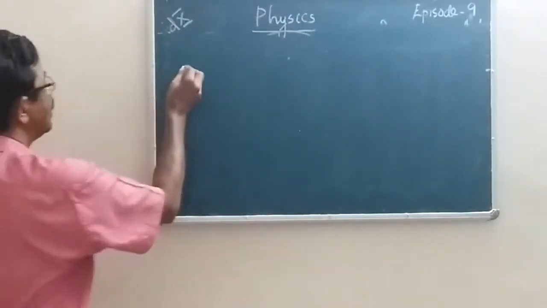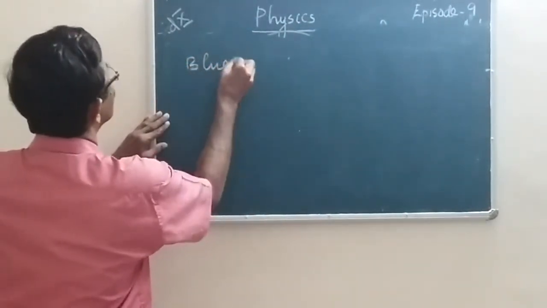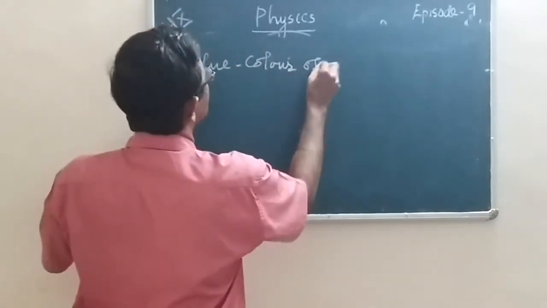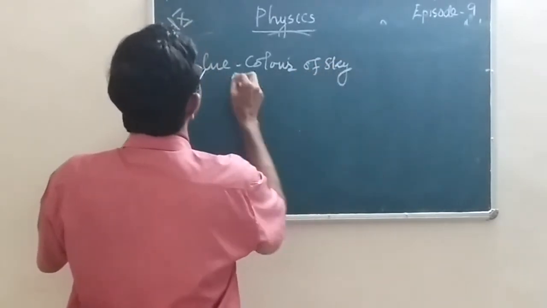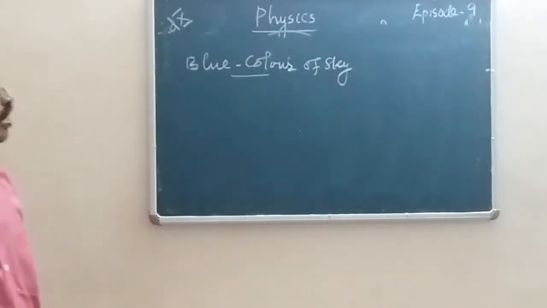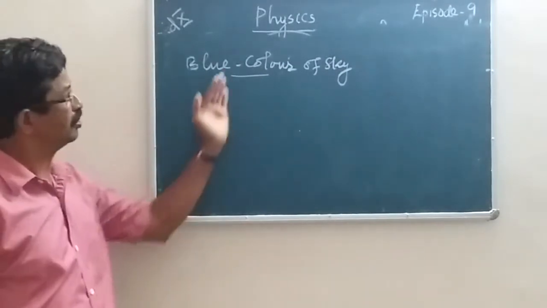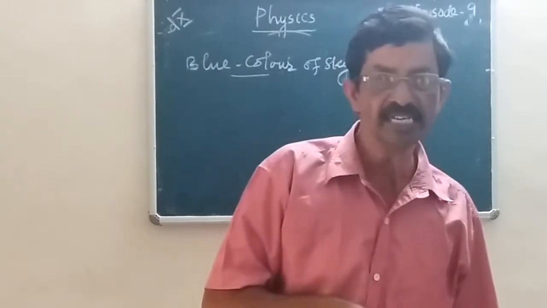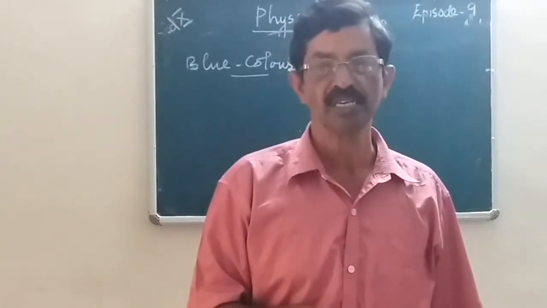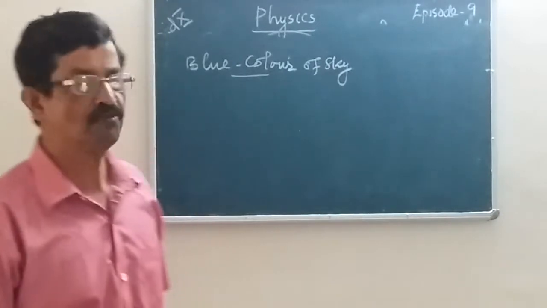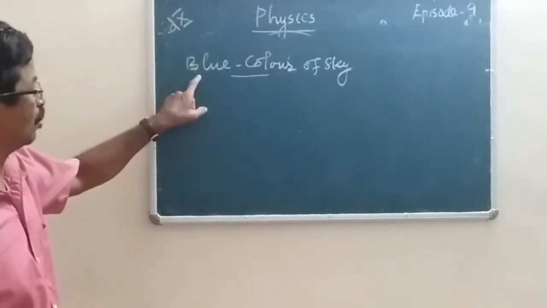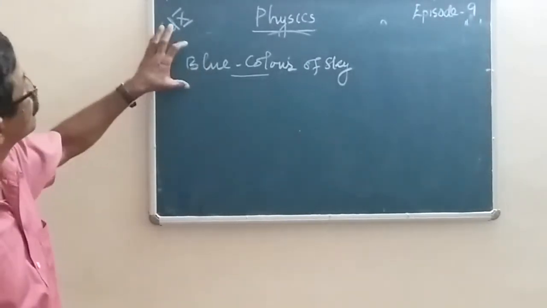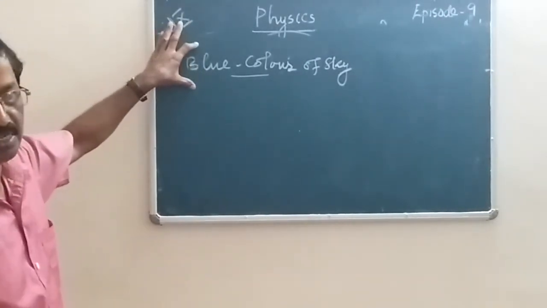Now we want to discuss the blue color of the sky. Just before that, scattering is the partial and irregular reflection. Now why the blue color? Due to scattering, what can we observe? The blue color of the sky is due to scattering.